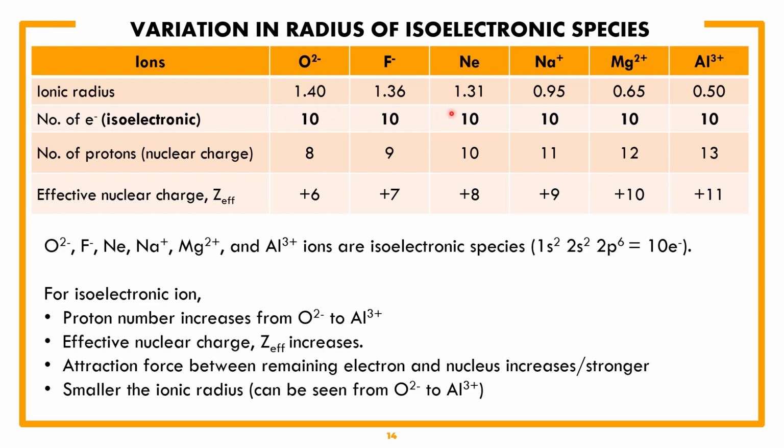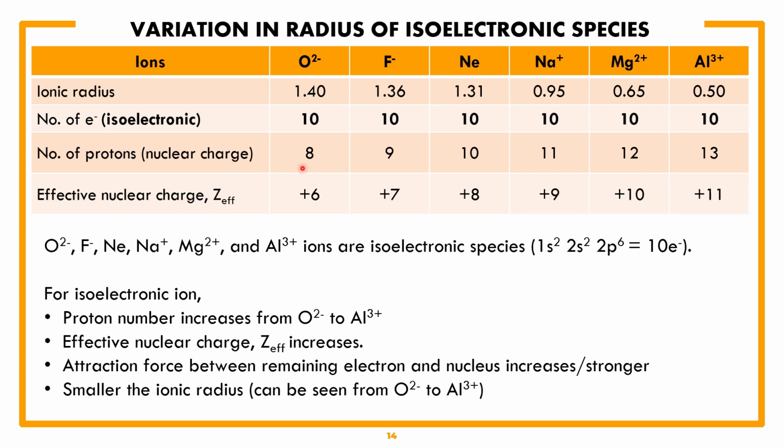Here in this table, you can see the variations of the ionic and atomic radius of isoelectronic species. So for O2-, its ionic radius is the highest as compared to the other atomic radius values. And for aluminium 3+, its ionic radius is the smallest. So they are isoelectronic because they have the same number of electrons. So we can get this number of electrons from their electronic configuration. Okay, electronic configuration for isoelectronic, that is 1s2, 2s2, 2p6.